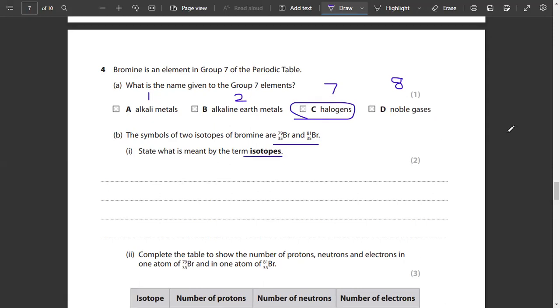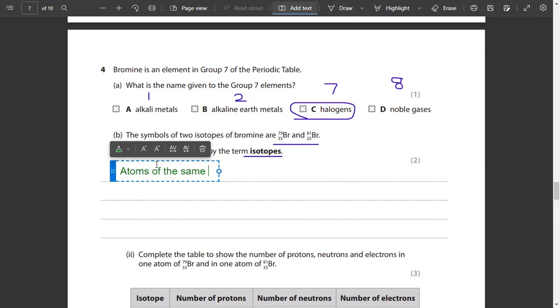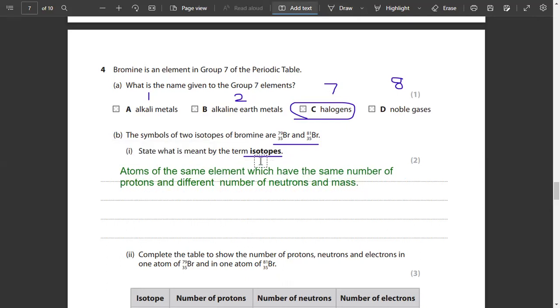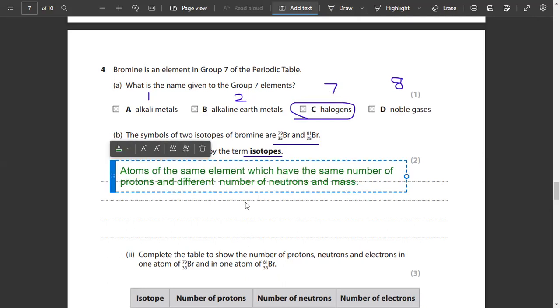State what is meant by the term isotopes. तो isotopes क्या होते हैं? Atoms of the same element which have the same number of protons and different number of neutrons and mass. ये आपके पास definition है for isotope.